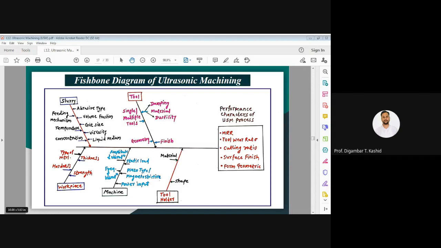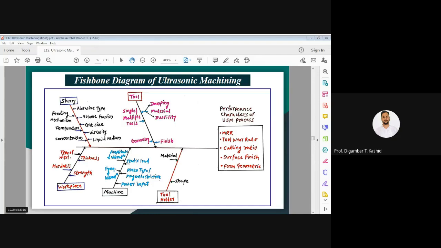Then the material of your tool. What are the damping characteristics of the material of the tool, and what is the ductility of the material of your tool? These points also you need to consider. Both the damping characteristics and the ductility of the tool material will affect the performance of ultrasonic machining. Another very important parameter is the surface finish of your tool, so here I have written the finish of the tool.